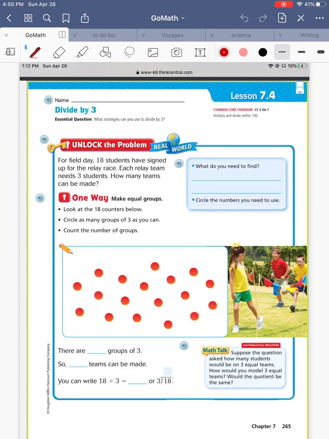Hey guys, today for math we are doing lesson 7.4, which is dividing by 3. It's page 265 of your GoMath book. Get your math book out and then follow along with me.